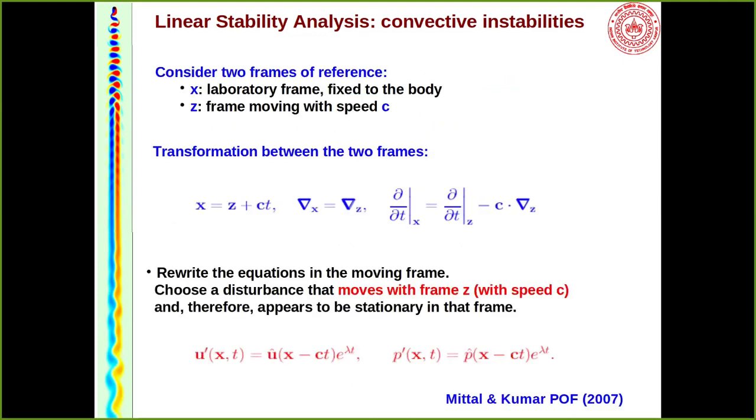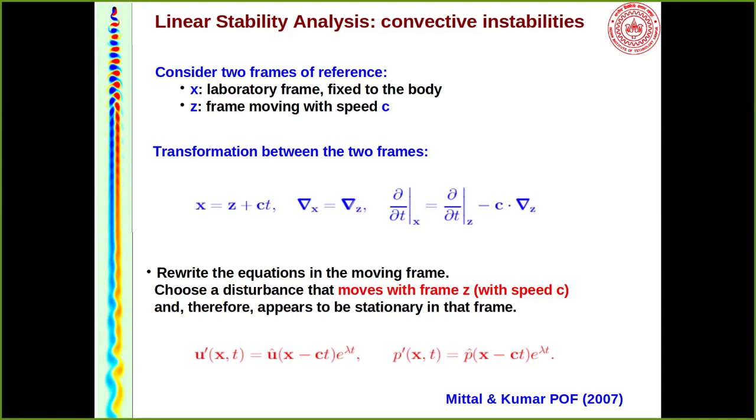So if I go back to e to the lambda t, if I put lambda as lambda real plus i lambda imaginary, then the lambda real part just gives me exponential growth. So if lambda r is positive, that means my disturbance will grow with time. If lambda r is negative, it decays with time. So if I solve this eigenvalue problem, I will be able to see whether a disturbance will grow or decay in time.